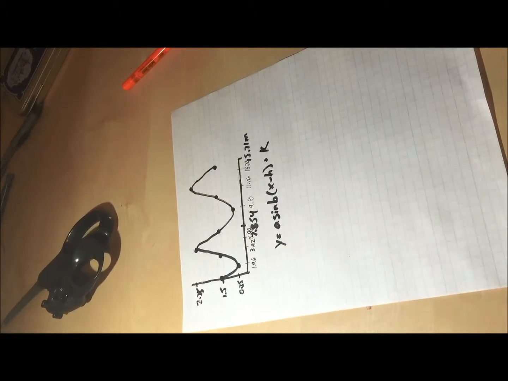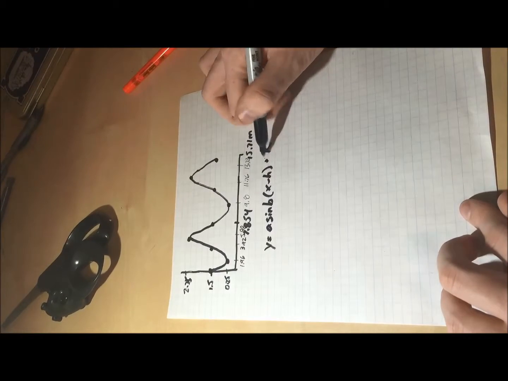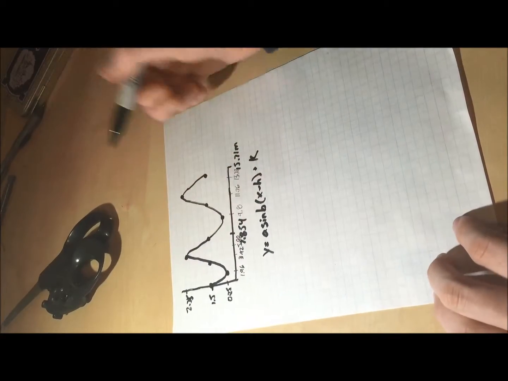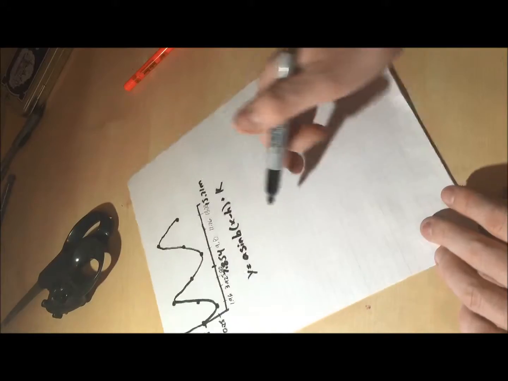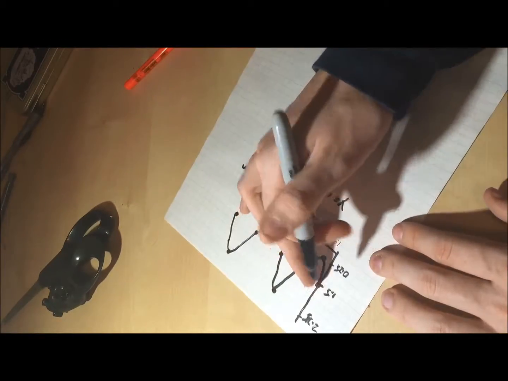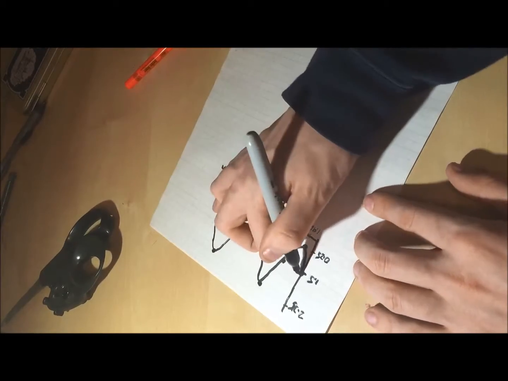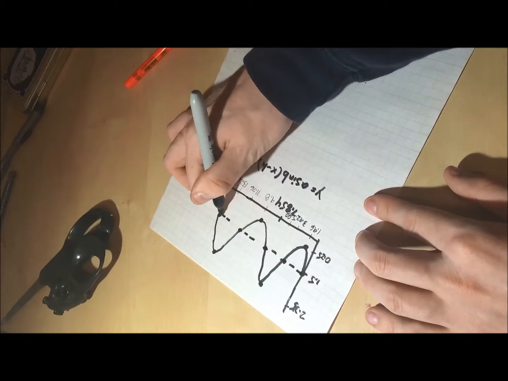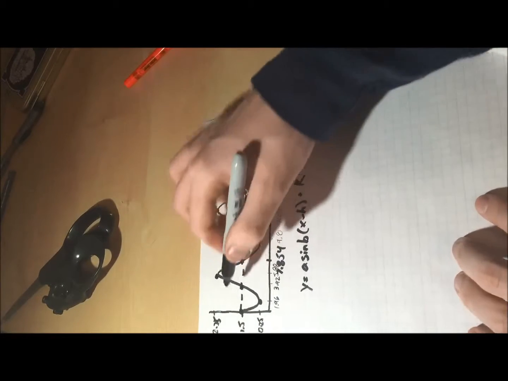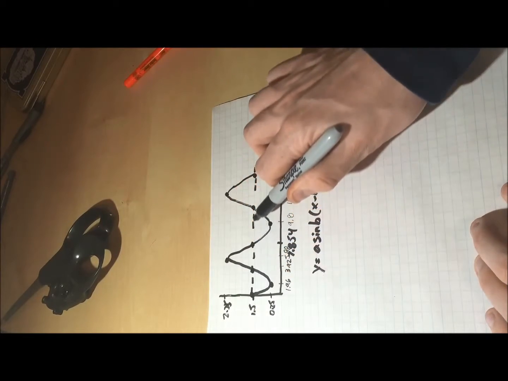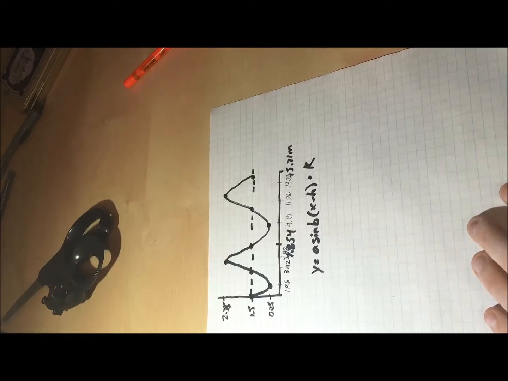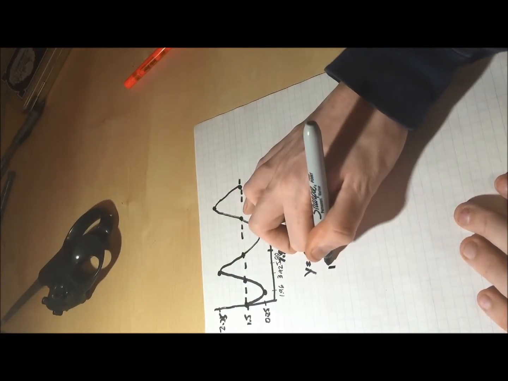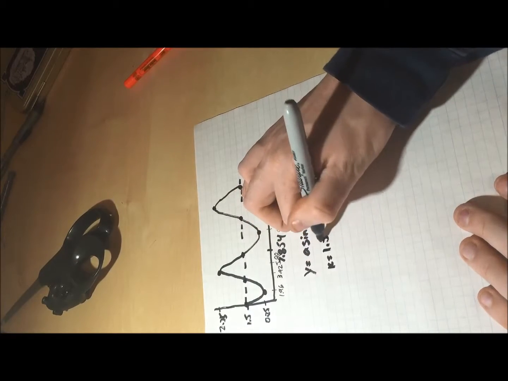Okay, and so we will begin by calculating the k value. The k value is given to us because the k value is the equation of the axis. And the equation of the axis is the halfway point of the graph. So we can see here that this dotted line is the equation of the axis of our function, and it begins at 1.5 meters. So right here we have our k value.